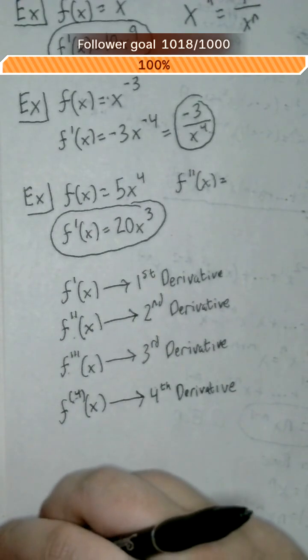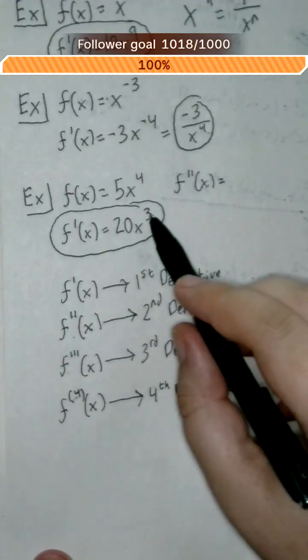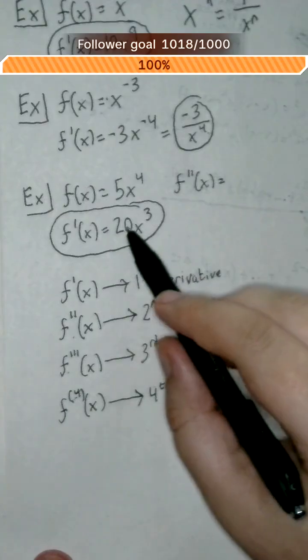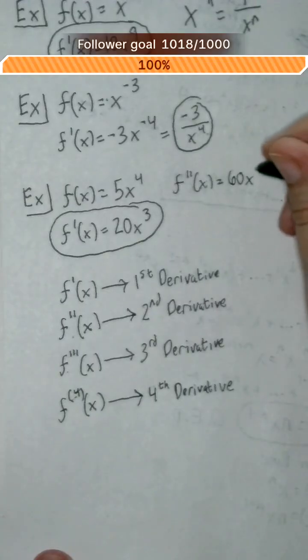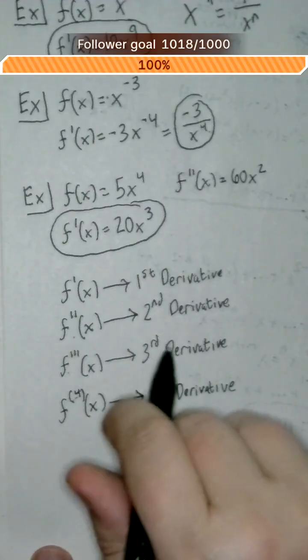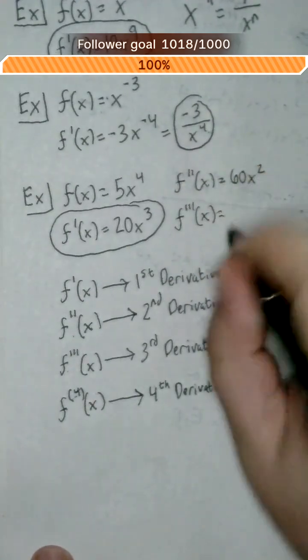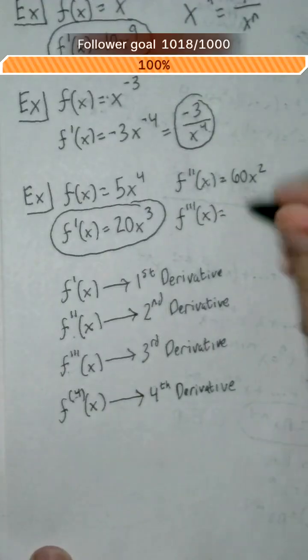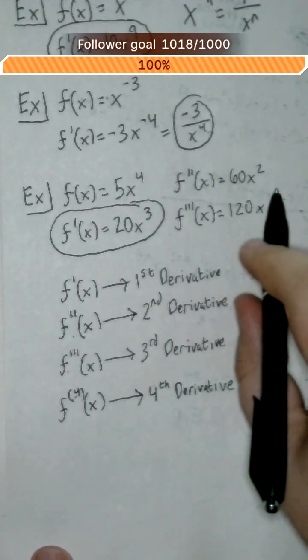Dave says 60x squared. Dan says 60x squared. Right. So it looks like we have come to a consensus. Again, take 3, move it out front. 3 times 20 is 60. X to the 3 minus 1 is 2. That's right, Jerry. That is absolutely right. So now, if I want to find the third derivative, I just take the derivative of the second derivative. That's right, Carter. It would be 120x. Because remember, a variable without an exponent is the same.